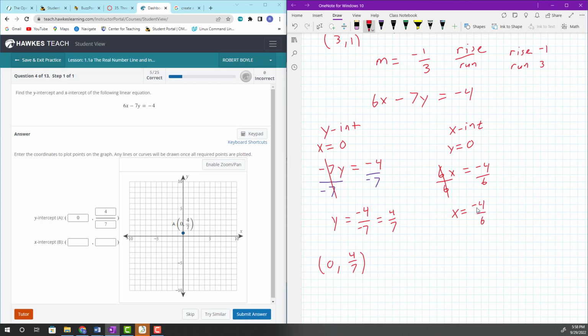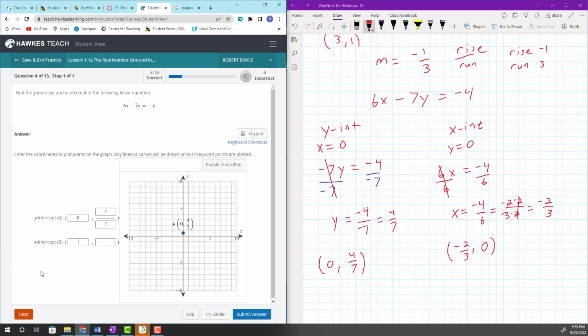This will cancel. We will have x is equal to negative 4/6. Now notice both the numerator and the denominator have a common factor. That common factor happens to be 2. I can write this as negative 2 times 2, and over here I can write this as positive 3 times 2. These two will cancel, and we have our simplified fraction of negative 2/3. So when x is equal to negative 2/3, y is equal to 0, and that is our x-intercept.